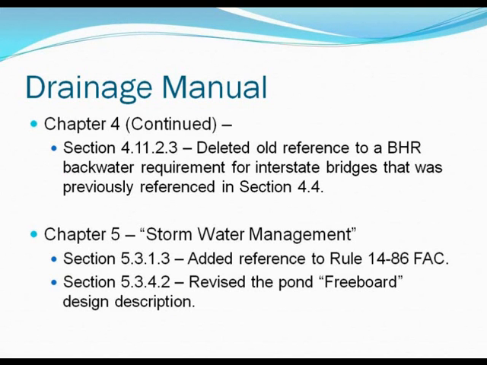And the remaining change in Chapter 4 is just kind of a cleanup. We had an old reference to a backwater requirement that used to be in Section 4.4. It was just an orphan reference, and that's been removed. In Chapter 5, since updating Rule 1486, our language was just a little bit outdated, and so now for your pond design, we do reference Rule 1486 rather than describing the storm events. And we've also revised the pond freeboard design description, not the 1 foot requirement, but the actual description on how that's measured.